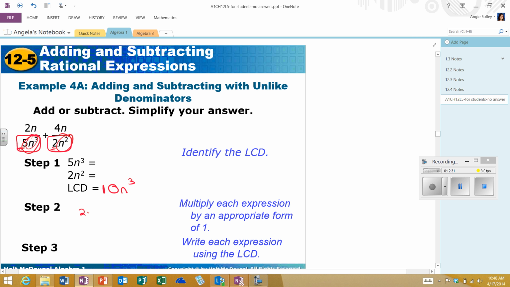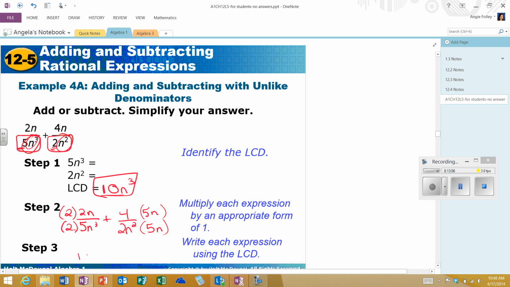So let's rewrite our fraction, and I'm going to show you what to do with that now. If I want to make the denominator the least common denominator, I need to figure out what I need to multiply by to get that. Well, 5n cubed, in order to make it 10n cubed, I just need to multiply it by a 2. If I do it to the bottom, I have to do it to the top. For the 2n squared, in order to make it 10n cubed, I need to multiply it by a 5 and another n. And if I do it to the bottom, I have to do it to the top.